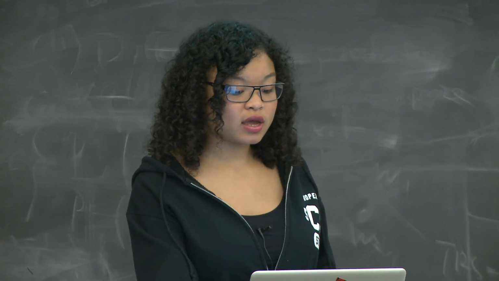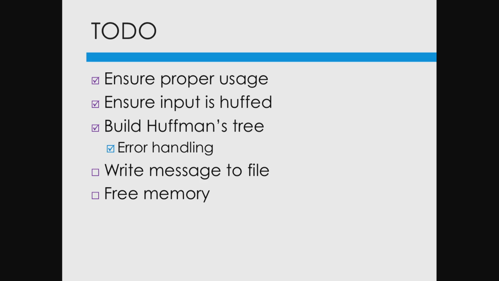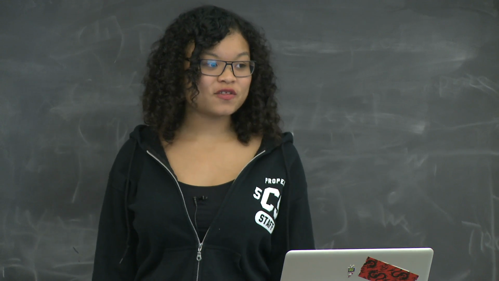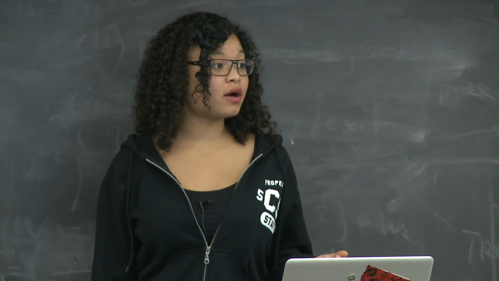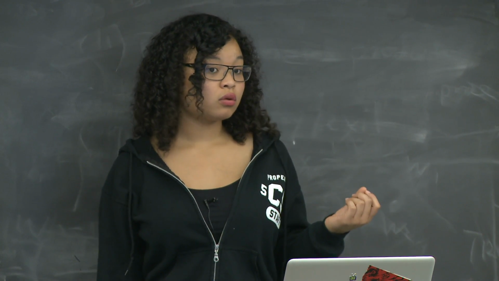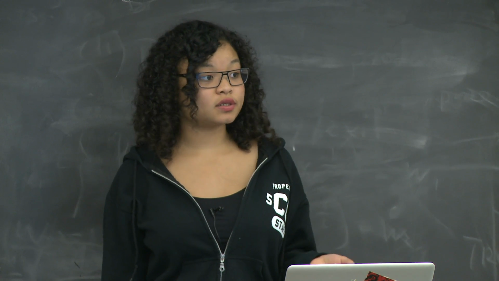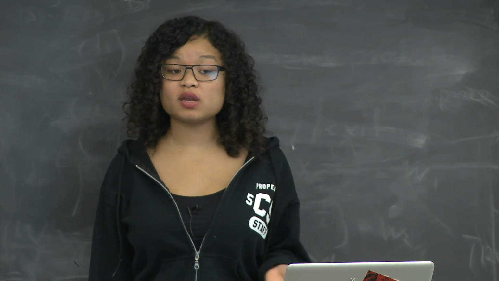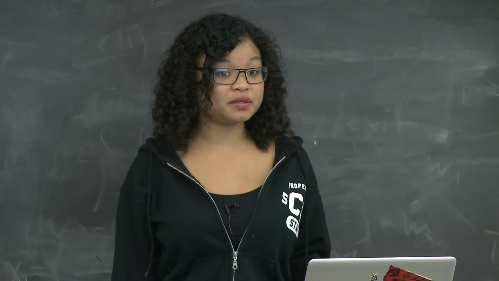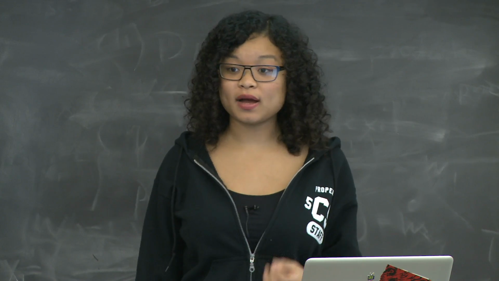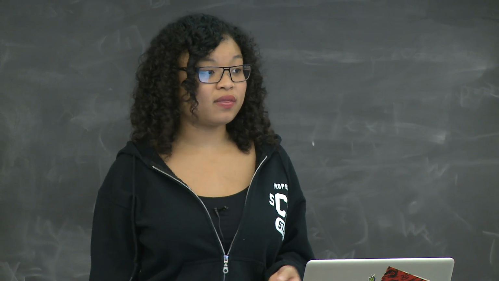Okay, so our second to last step is actually writing the message to the file. Once we build the Huffman tree, writing the message to the file is pretty straightforward. It's pretty straightforward to just follow the zeros and ones. By convention, we know that in a Huffman tree, the zeros indicate left and the ones indicate right.